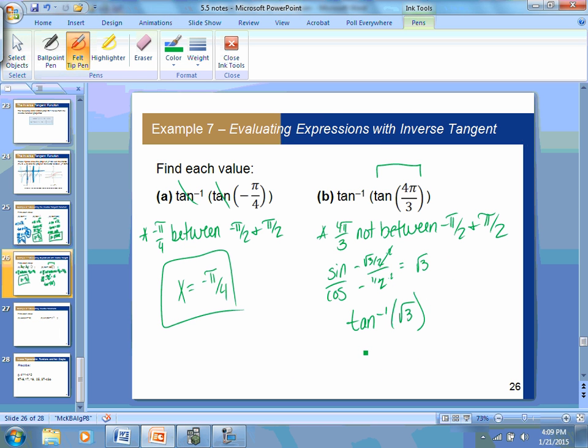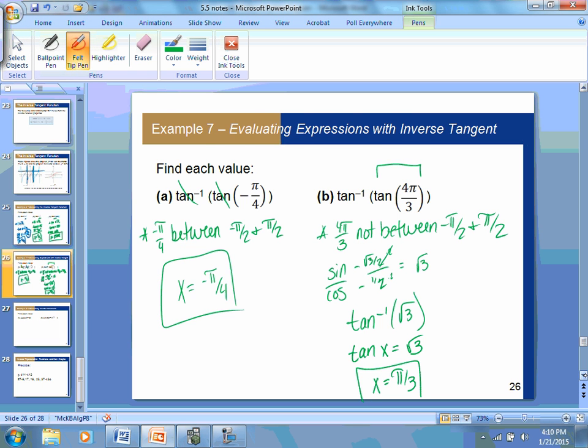So here I would rewrite this then. I would say, okay, tangent of something is the square root of 3, and that something is pi over 3. So this one ends up being the same work as we saw in example B, example 6, part B.